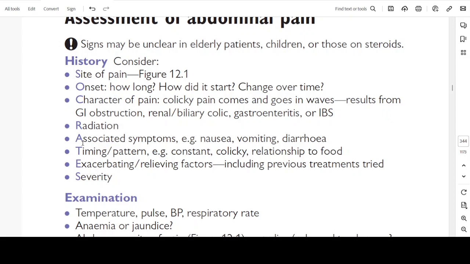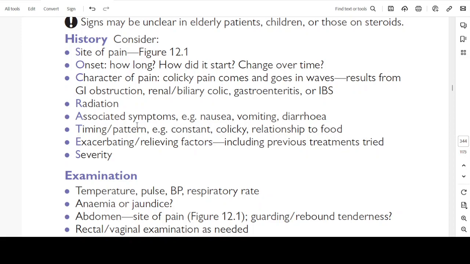Radiation: is there any radiation of the pain? A, associated symptoms: nausea, vomiting, diarrhea. T, timing or pattern, for example constant or colicky, relationship to food, exacerbating or relieving factors, including previous treatments tried, and severity.